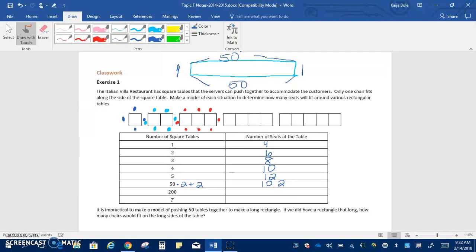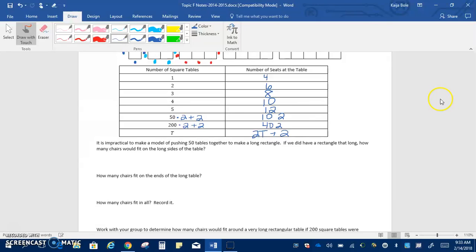So we're going to do the same thing for 200. If we multiply by 2 and then add 2, so 200 times 2 is 400, plus those 2 end seats is 402. So if we were to write an expression, we would have 2t plus 2.